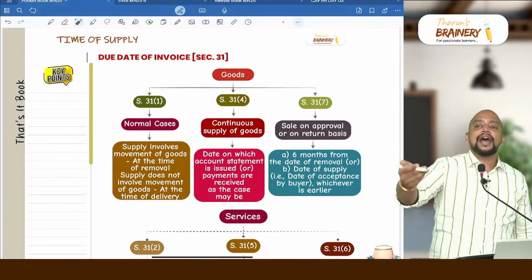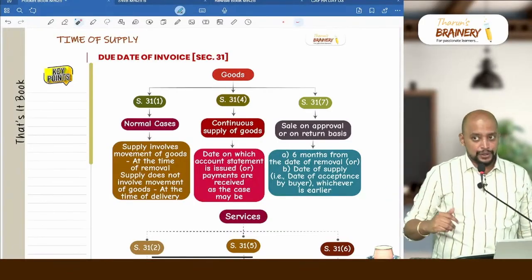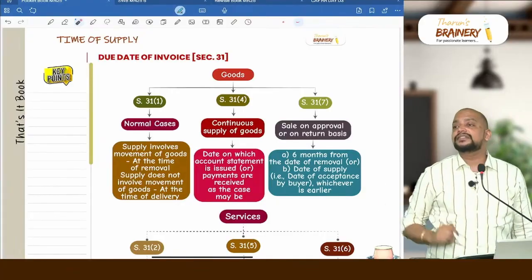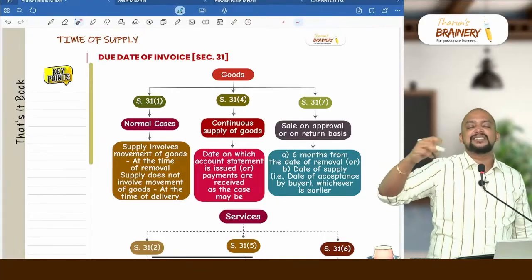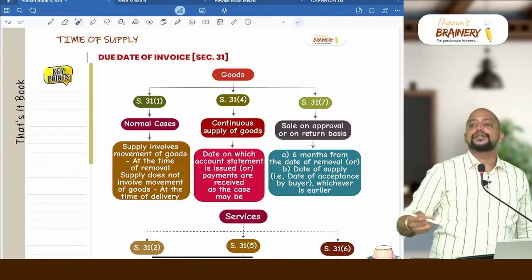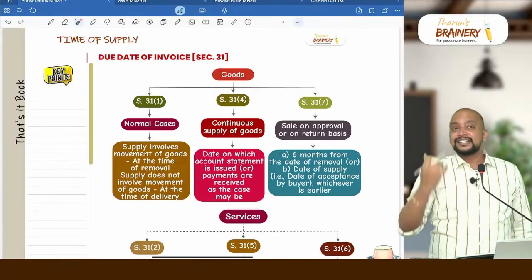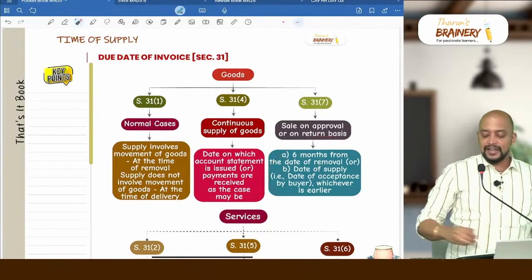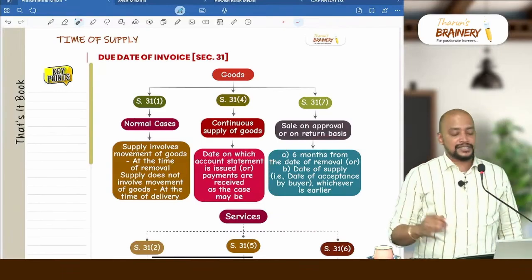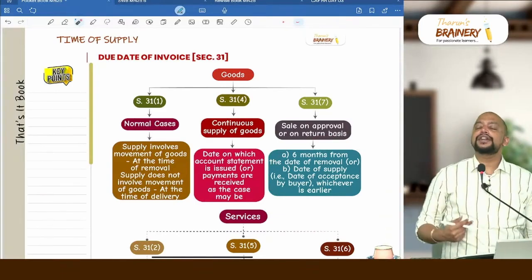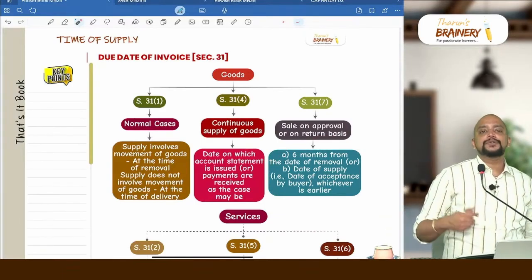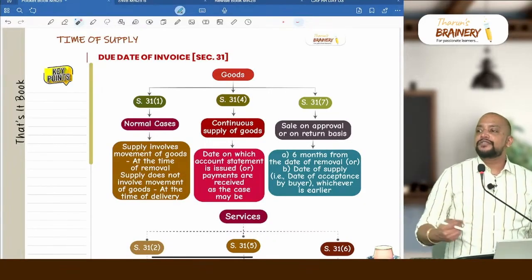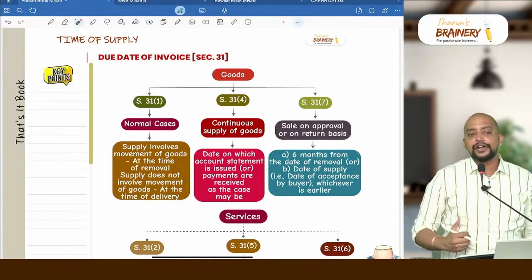So therefore whenever you accept, at that time I need to raise invoice to you. What if you are not accepting within 6 months? On expiry of 6 months it is deemed that you have accepted, so I need to raise the invoice accordingly. Therefore 6 months from the date of removal or date of acceptance, whichever is earlier, will be taken as the due date of invoice. Number 2, in case of continuous supply of goods, continuous supply of goods means there will be successive supply of goods for which the payments are settled on a periodical basis.